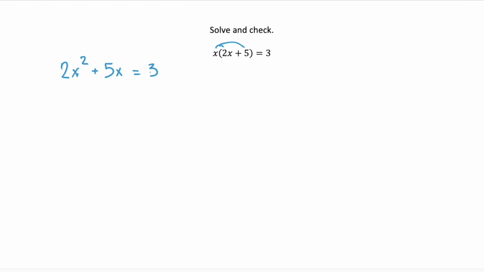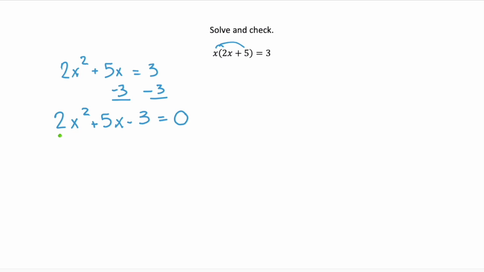And remember, standard form is when all of the terms of the polynomial are on the left and it's equal to 0 on the right. So we'll subtract 3 from both sides, and that gives us 2x squared plus 5x minus 3 equals 0. So now our polynomial is in standard form, so we're going to factor it.